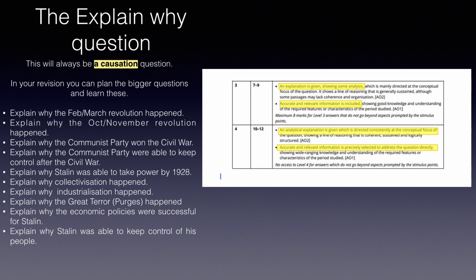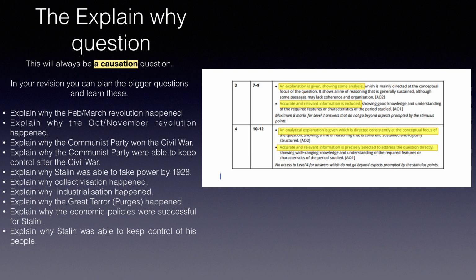So whatever paper this is on, this is always a causation question. So you're looking to explain the causes of something. So in your revision, you can go through the specification, and as you can see, I've bullet pointed here all the different areas which could be an explain why question. So you'll see for Russia, I've broken it down into Lenin and Stalin and thought about the bigger issues. And I'll look later at how you can plan these.